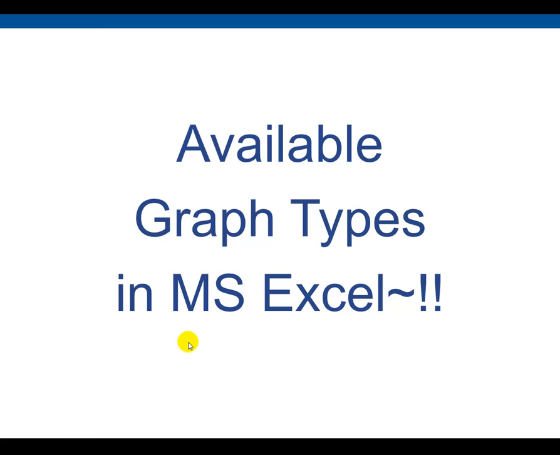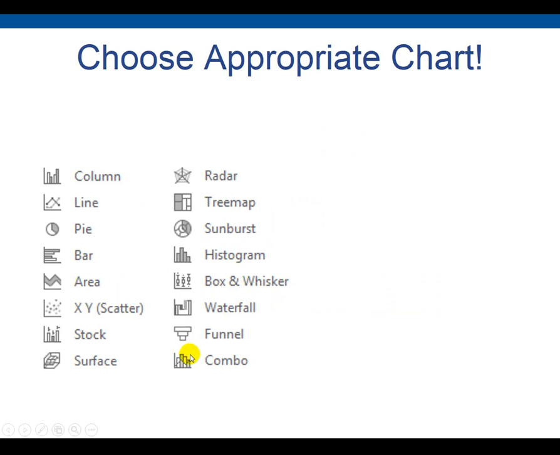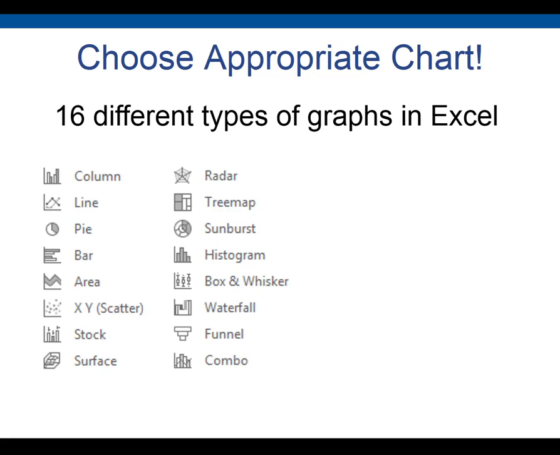Alright, now let's look at the available graph types in Microsoft Excel. As you may know, different types of graph functions exist in Microsoft Excel. There are 16 different types of graphs in Excel, such as line graph, pie chart, bar chart, area plot, things like that. Then how can we choose the right graph to visualize your data?